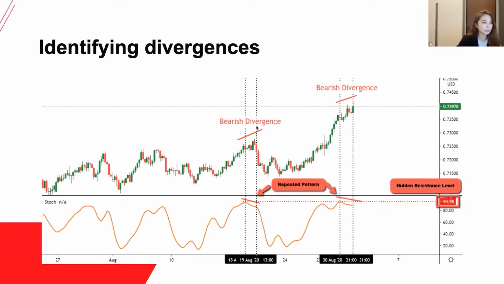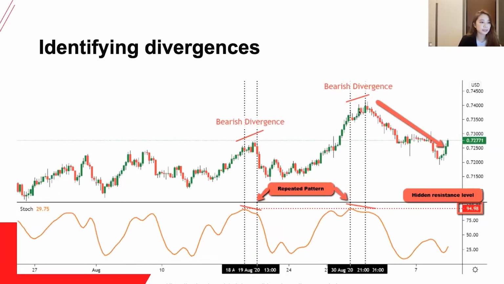So after the bearish divergence, price indeed went all the way down to this level. We can see that this also coincides with our hidden resistance level, which adds to the divergence theory that we are looking at. And then we do see the support here. This is not in the slide, but you can also see it as well. Price did bounce off the stochastic support that we are looking at, and also the price support available over here, and did move all the way up. And then we are also capturing another bearish divergence at a higher price. So we can see that repeated pattern at the hidden resistance level of 94.98, and also a bearish divergence at the peak.